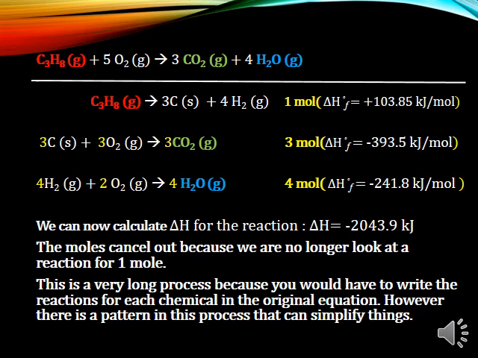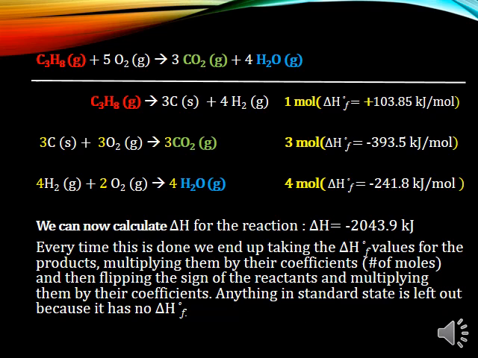So this is the process we've seen before, and now we're going to simplify it. We can calculate the change in enthalpy for the reaction. It ends up being negative 2043.9 kilojoules. Every time this is done, we end up taking the change in enthalpy of formation values for the products, multiplying them by their coefficients or numbers of moles, then flipping the sign for the reactants and multiplying them by their coefficients. Anything in standard state is left out because it has no enthalpy of formation.